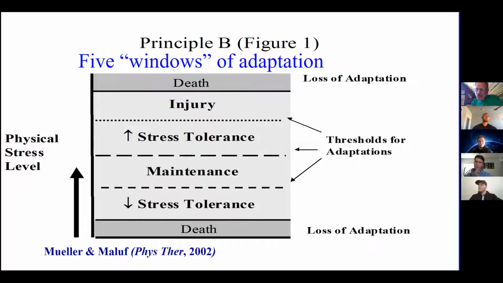And so you can think of all that we do and the stress that we give to our patients, the stress we apply to the patients, or the stress as an individual that we experience can be placed somewhere in this spectrum. And so physical stress is on the y-axis. And, for all of us, wherever we are, if we're steady state, if there's no change in our stress level, we're in this kind of maintenance window. And it's just steady state.